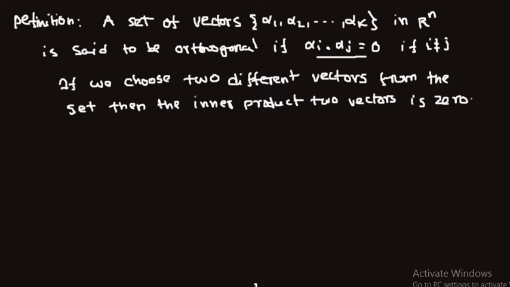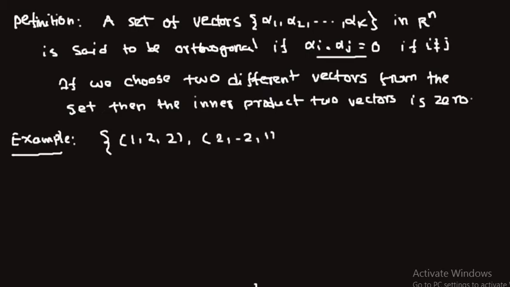Let me quickly give you an example of an orthogonal set. Let me take vectors in R3. I am taking a set which contains the vectors 1, 2, 2. The second one is 2, minus 2, 1, and the third one is 2, 1, minus 2. You can see that each vector has three components, so these are vectors in R3, and this is a set in R3.